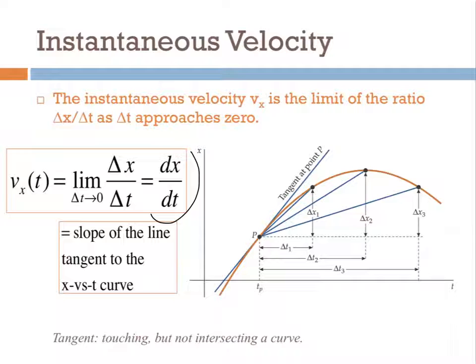This notation here is basically saying that the instantaneous velocity is the derivative of position with respect to time. We'll talk about derivatives in the next video. So for now, all we're concerned about is creating a line tangent to the curve and being able to get the slope of that line.